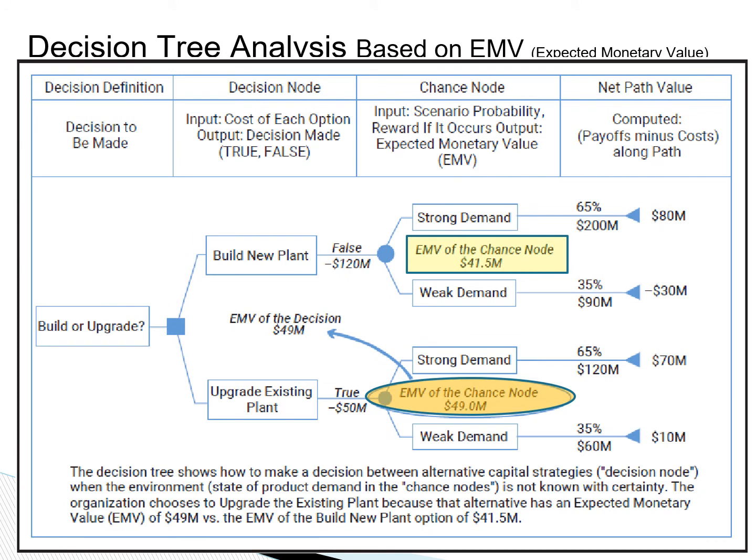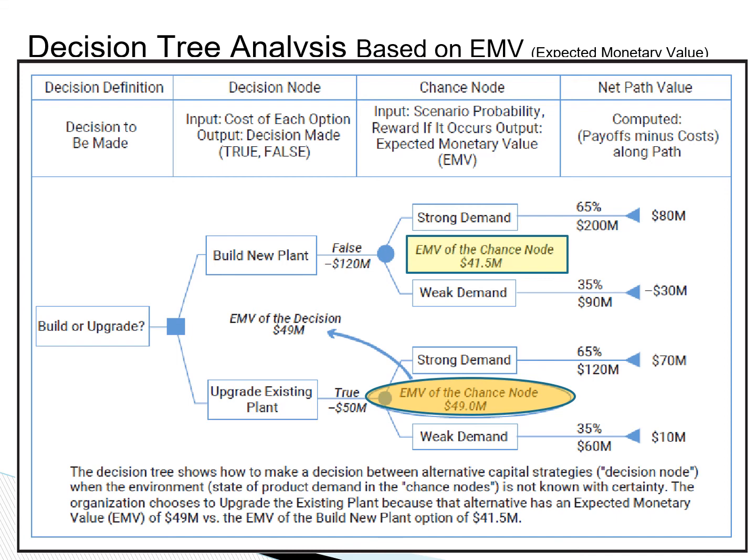Decision tree analysis is an effective way to make decisions based on the expected monetary value of different choices. In this example, we are trying to decide if it makes sense to build a new plant or upgrade an existing plant. If the demand is strong, which we estimate to be 65%, versus if the demand is weak, which we estimate to have a 35% chance. We need to calculate the monetary value of each branch.